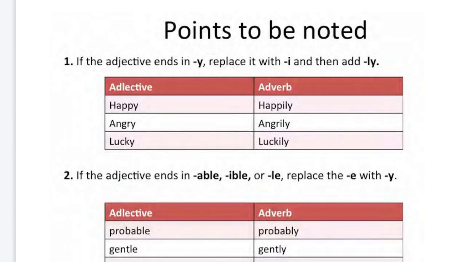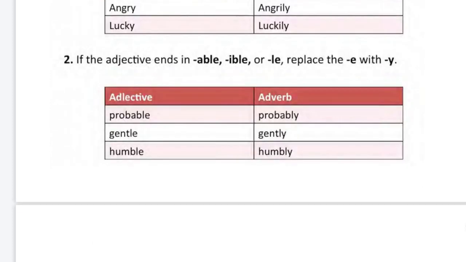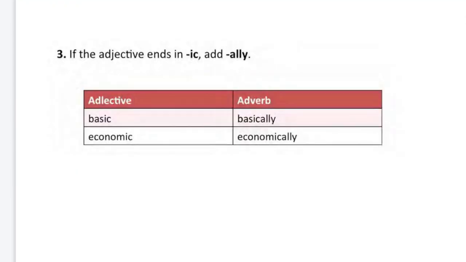If the adjectives end in y, you simply replace the y with ily. So for example, happy becomes happily, angry becomes angrily, and lucky becomes luckily. So these are all adjectives and you can simply make an adverb by adding ly. Similarly, probable becomes probably, gentle becomes gently, humble becomes humbly, etc. These are all adverbs. Similarly, basic becomes basically, economic becomes economically. These are all adverbs.